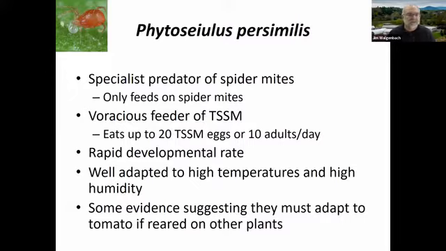It's a voracious feeder of mites. It can eat up to 20 eggs or 10 adults per day. And it's well adapted to high temperatures and high humidity. It's actually used quite a bit. It's the most commonly sold natural enemy by insectaries throughout the world. And they're used frequently in California strawberries and in greenhouses as well.